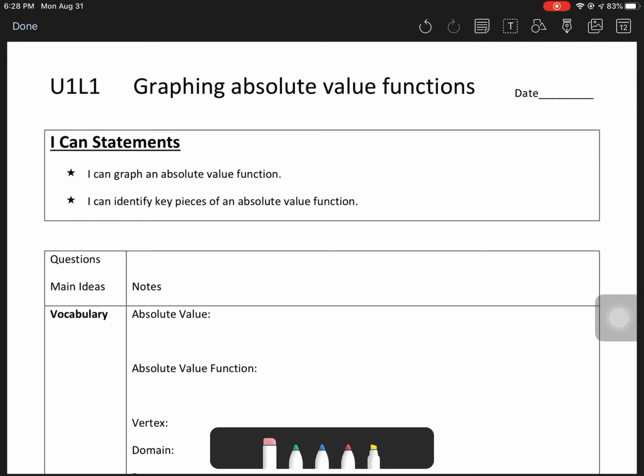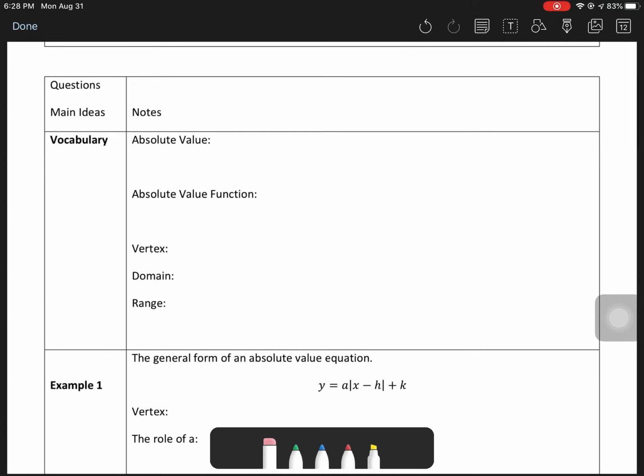In this lesson, we are going to be working on graphing absolute value functions. So the first thing that we need to talk about is what is absolute value. A reminder that absolute value is the distance from zero. How far away would we be?